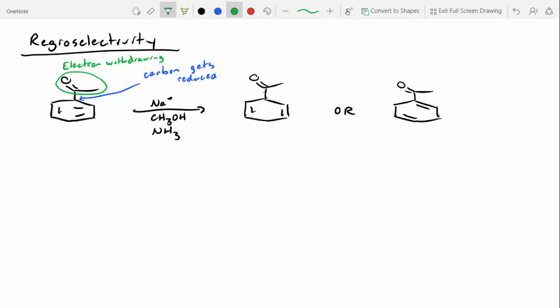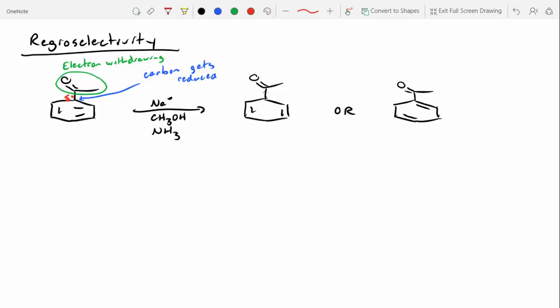And an electron withdrawing group is essentially going to make this carbon partial positive, right? And in this case, if this carbon is getting reduced, that means it wants to gain an electron, which makes sense if it's partial positive, right? Partial positive carbons want electrons. And in this case, which of the compounds was reduced? The left one or the right one for our products?